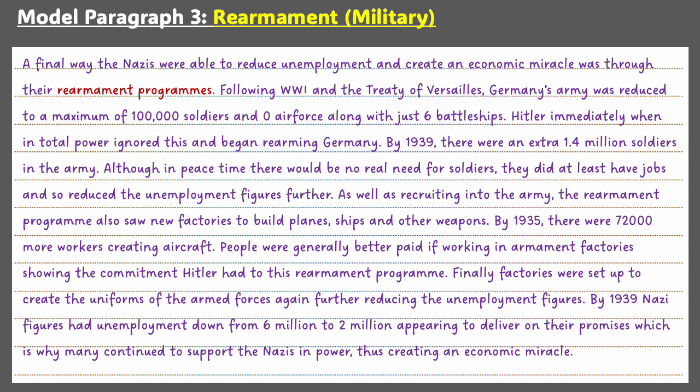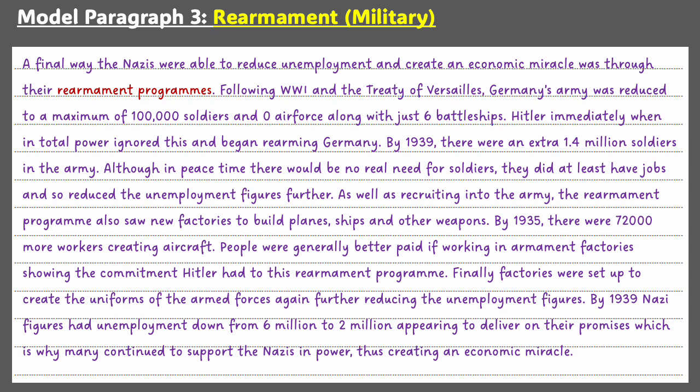As well as recruiting into the army, the rearmament program also saw new factories to build planes, ships and other weapons. And by 1935, there were 72,000 more workers creating aircraft. People were generally better paid if working in the armament factories, showing the commitment that Hitler had to this rearmament program. Finally, factories were set up to create the uniforms of the armed forces, again further reducing the unemployment figures. By 1939, Nazi figures had unemployment down from 6 million to 2, appearing to deliver on their promises, which is why many continue to support the Nazis in power, thus creating an economic miracle. So a little bit of analysis ending the whole essay there with the fact that they have reduced unemployment like they promised they would.